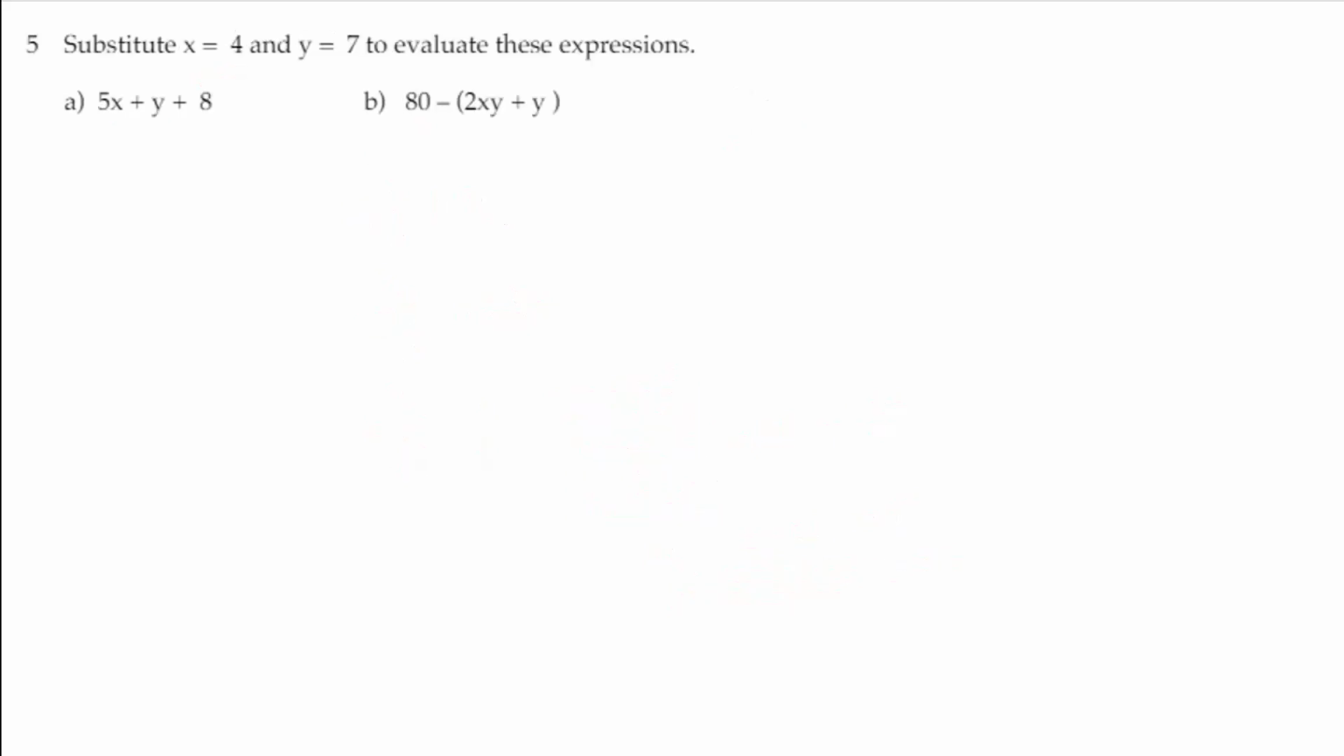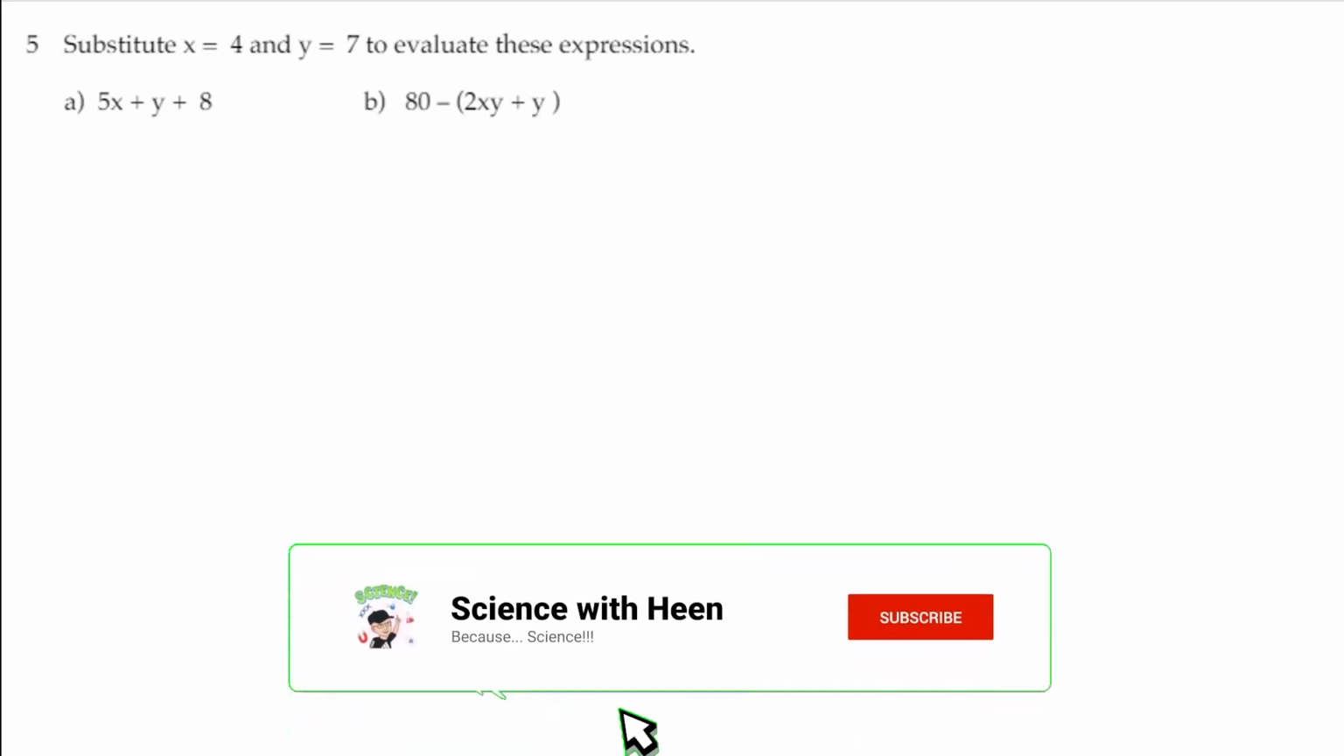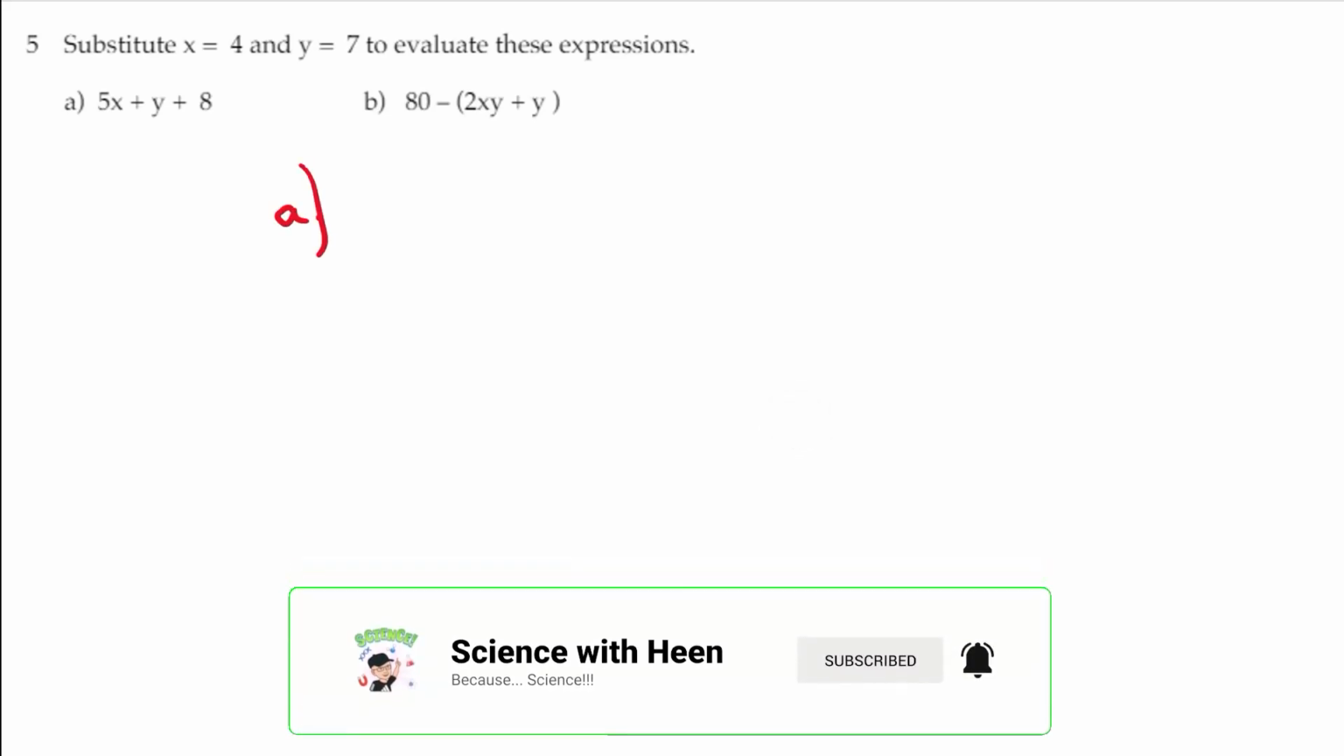Alright, number 5, more substitution. So this is essentially just the same as question 4. We're doing the same thing. We're substituting. It's just written in a slightly different way, and looking at B, it might be slightly more difficult, but that's okay. We can still rocket through these pretty quick.